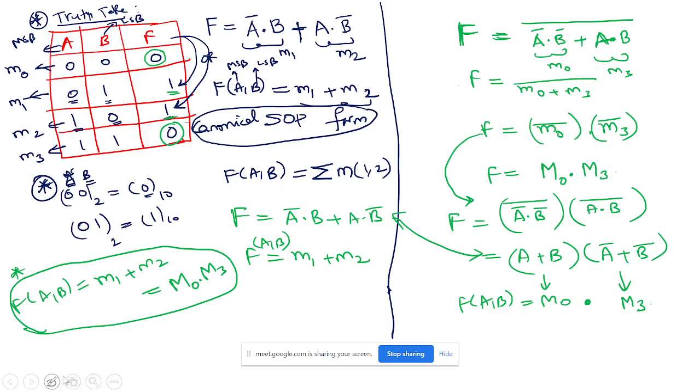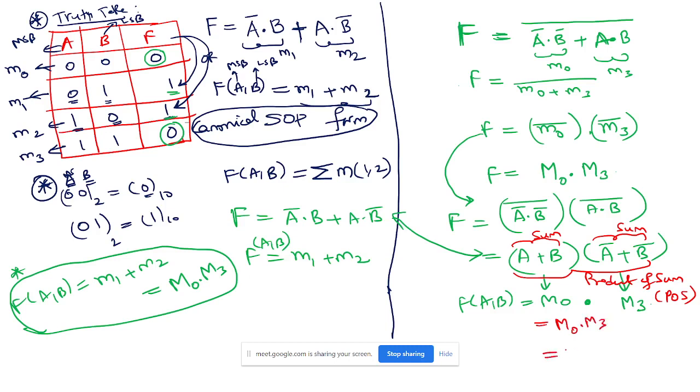Now, there are so many names on the right hand side. What is there if you see? This is sum, right? This is also sum. And there is a product. So product of sum, POS. And you see this f of AB is equal to M0 into M3 multiplication. What is the symbol for multiplication in mathematics? Pi, right? Capital pi M of 0, comma 3.